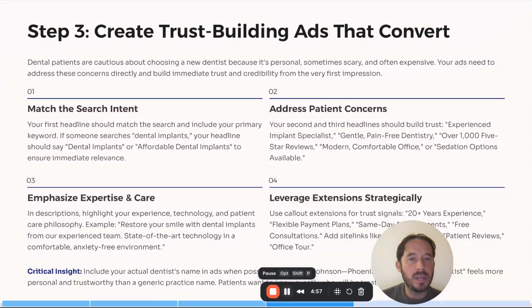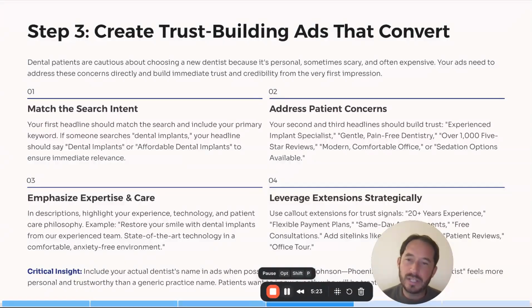Second step is to address the patient's concern. So your second and third title should build trust. So you could put experienced implant specialist, or gentle pain-free dentistry, over 1,000 five-star reviews. These terms really do help to build that trust and show that you are really good in terms of helping and taking care of the patient, and a trusted partner for many other patients.